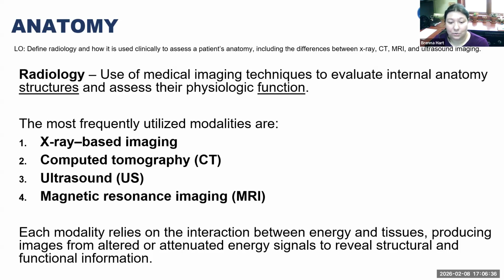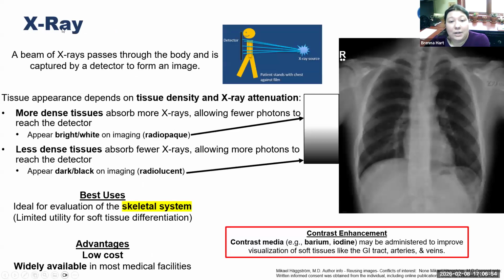Now, it doesn't matter which of these 4 you use, all of them are basically going to have an interaction between energy and how the tissues ping back energy signals. So based on the altered or attenuated energy signals, we're going to see those internal structures and look at how they're functioning. So let's start with the most common, which are X-rays. Generally, you're going to stand a person up against a plate. That plate's the detector. You'll have the X-ray source. And then X-rays are going to be passing through that patient's body, and it's going to be captured by that detector. Now, how it's going to appear is all based on the tissue density and that X-ray attenuation.